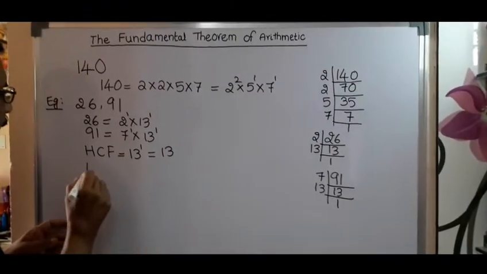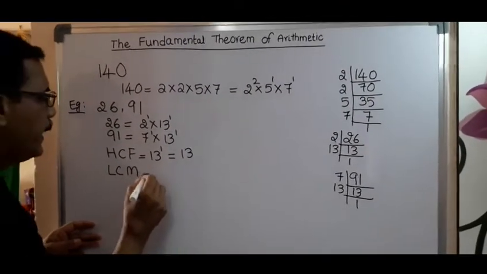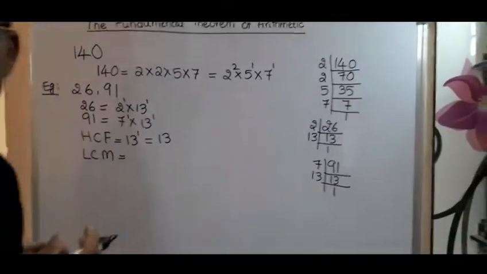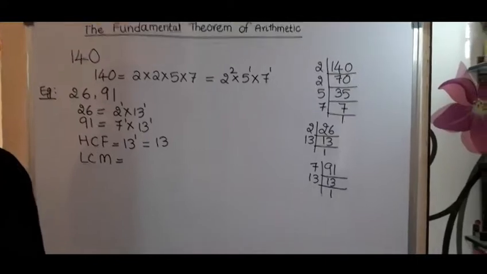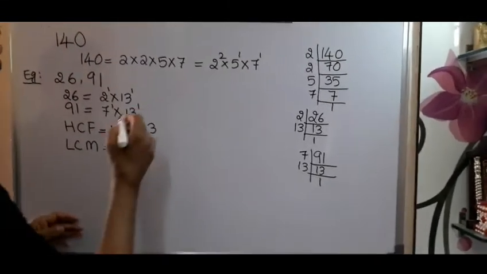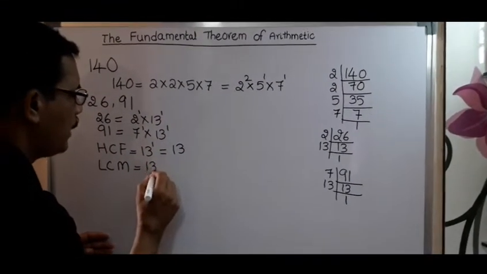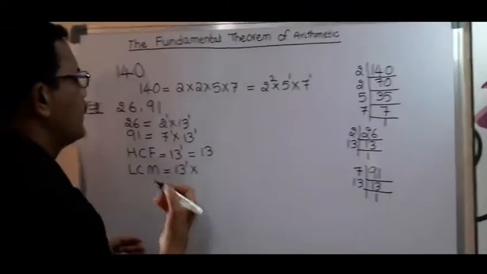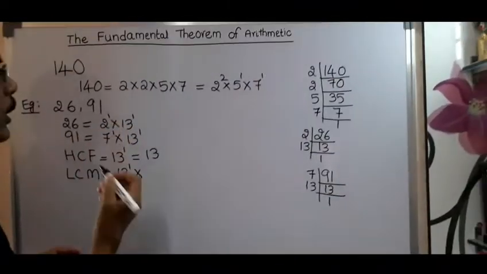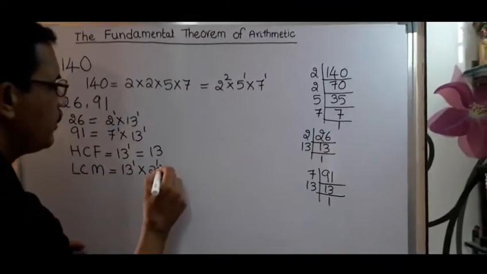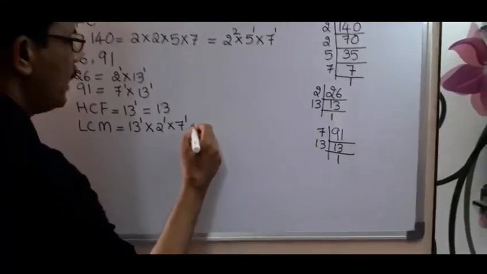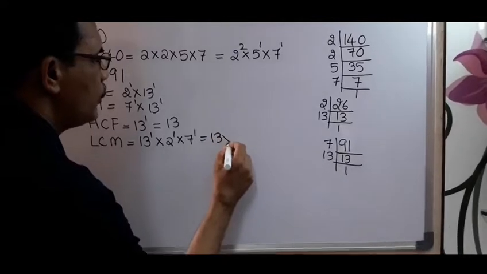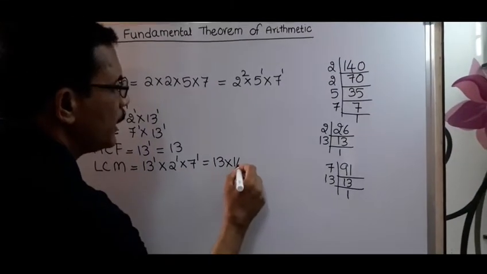Now we will find LCM. LCM means the product of the highest powers of the common factors and non-common factors. Here the common factor is 13, or 13 power 1. Now the non-common factors are 2 and 7. So we can write 2 power 1 into 7 power 1. This is equal to 13 into 2 into 7, which is 14.